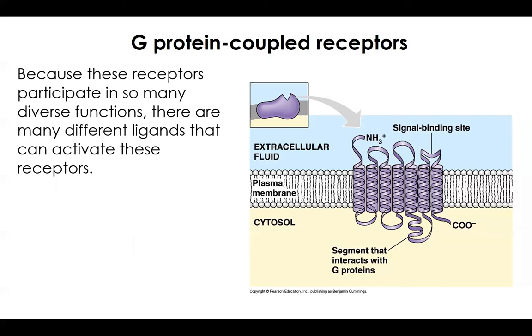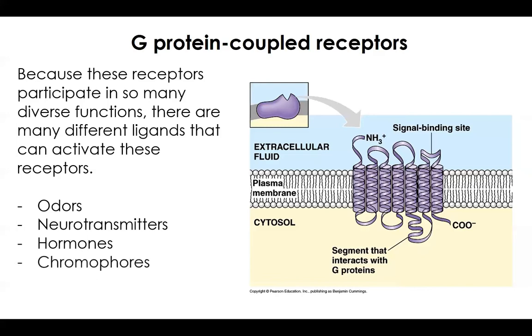So each receptor will recognize its own specific ligand. So you can imagine now how many different types of ligands and how many different types of receptors there are. Types of receptors that will recognize certain ligands, we'll see that they recognize odors, neurotransmitters, hormones like epinephrine that we talked about in the previous slide, even chromophores, or molecules that respond to light.